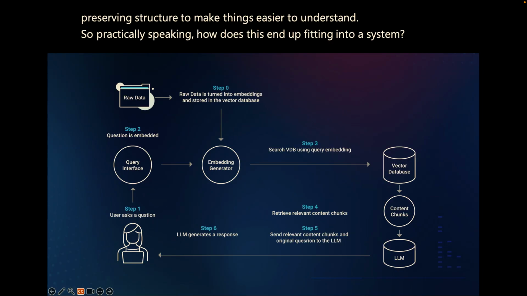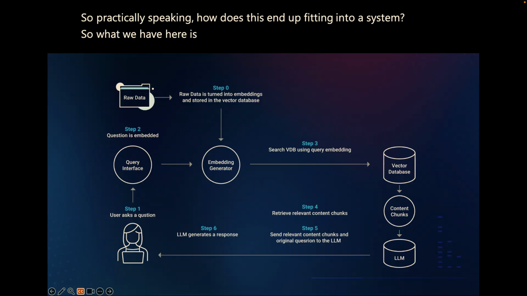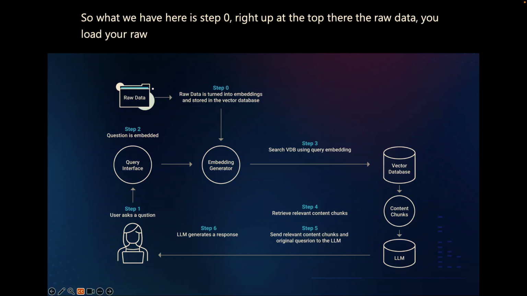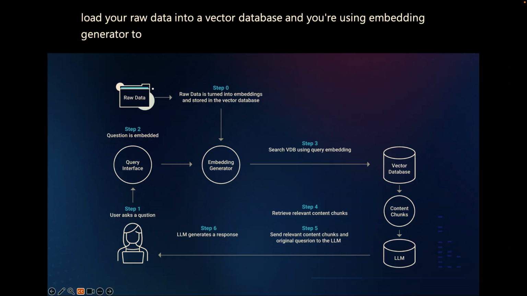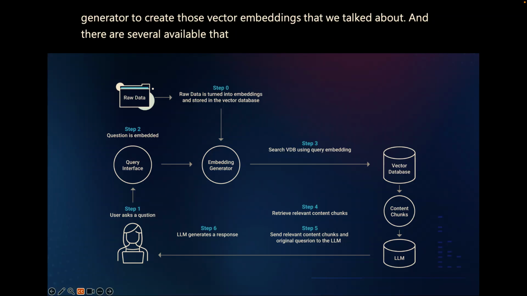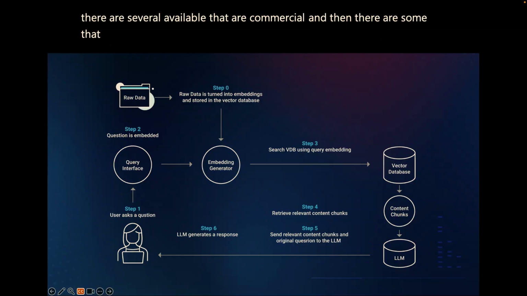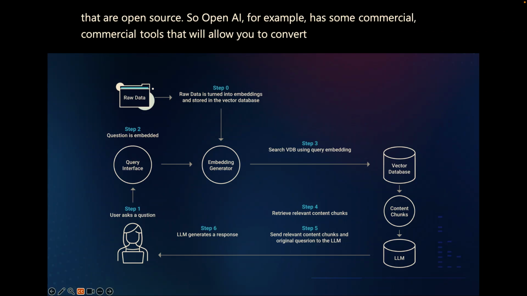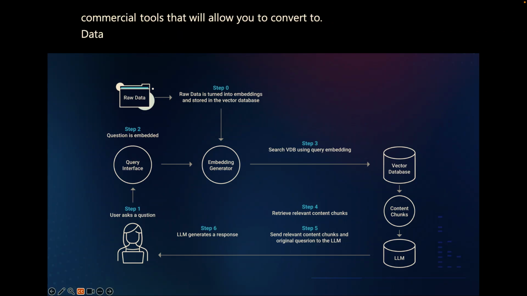So practically speaking, how does this end up fitting into a system? What we have here is step 0, right up at the top there, the raw data. You load your raw data into a vector database, and you use an embedding generator to create those vector embeddings that we talked about. There are several available that are commercial, and then there are some that are open source. So OpenAI, for example, has some commercial tools that will allow you to convert data into embeddings. But there are also open source, like Hugging Face transformers, that you can use as well.